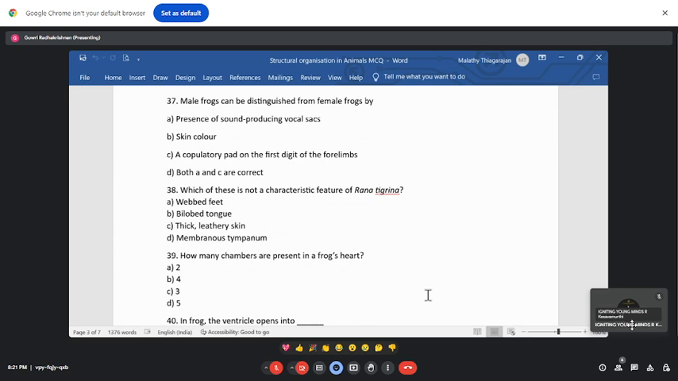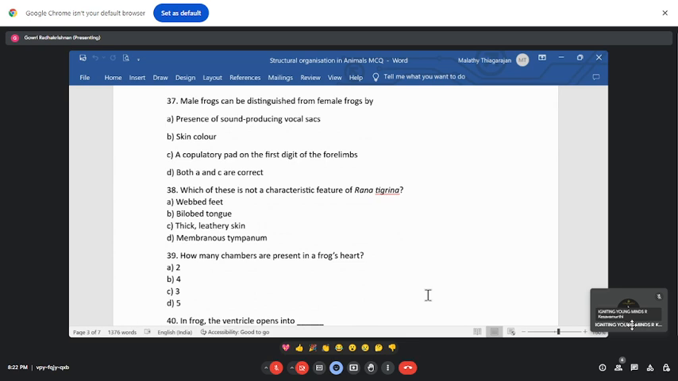Presence of sound producing vocal sacs. Do the male frogs have them? Yes, they have. So if you hear a frog sound, immediately you can be sure that it's a male frog, because only male frogs produce sound. They produce sounds to attract female frogs.